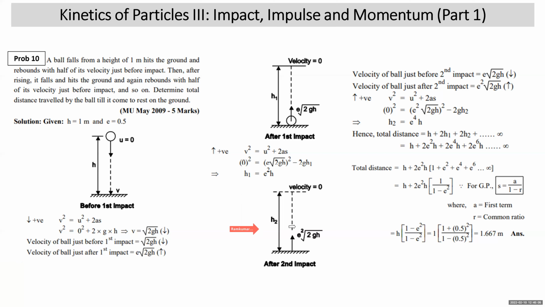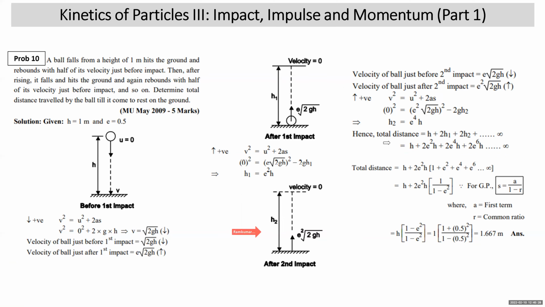Now, second impact. The velocity of the ball just before second impact is e times under root 2gh. We have already understood this in the previous example also. What will be the velocity of the ball just after second impact? e square under root 2gh. Now, look at this diagram. I assume that it goes up to the height h2. h2 will be definitely a little lesser than h1.